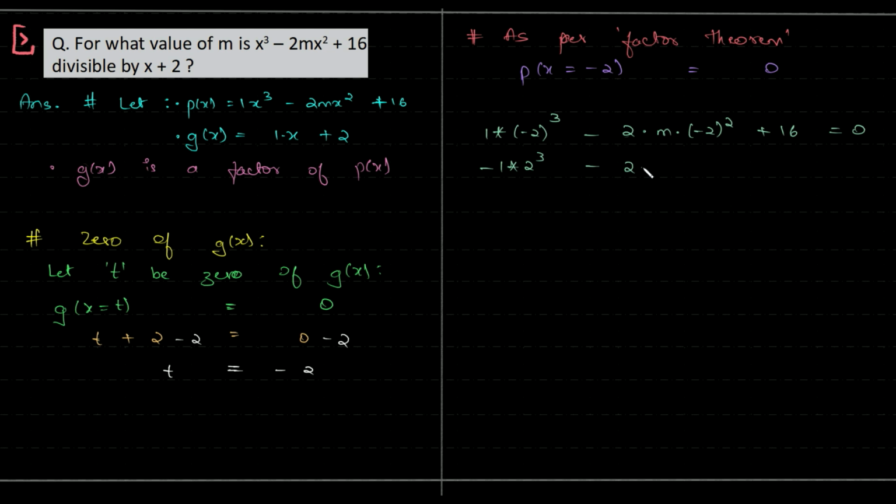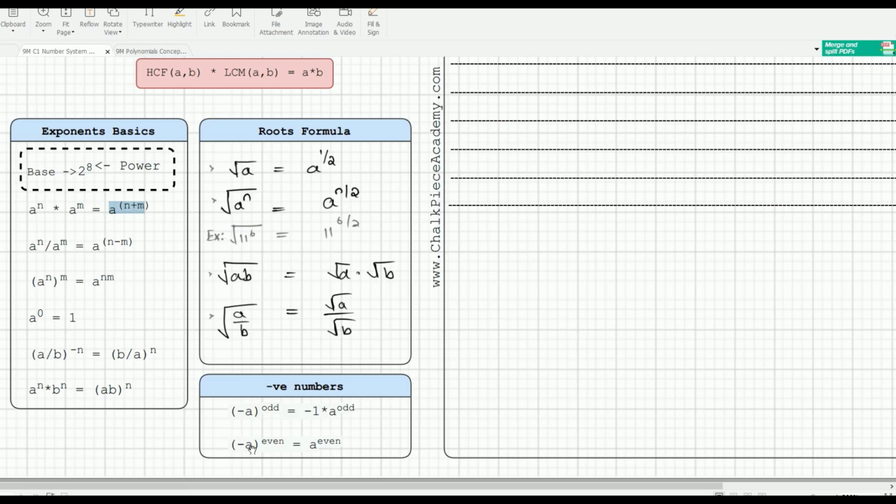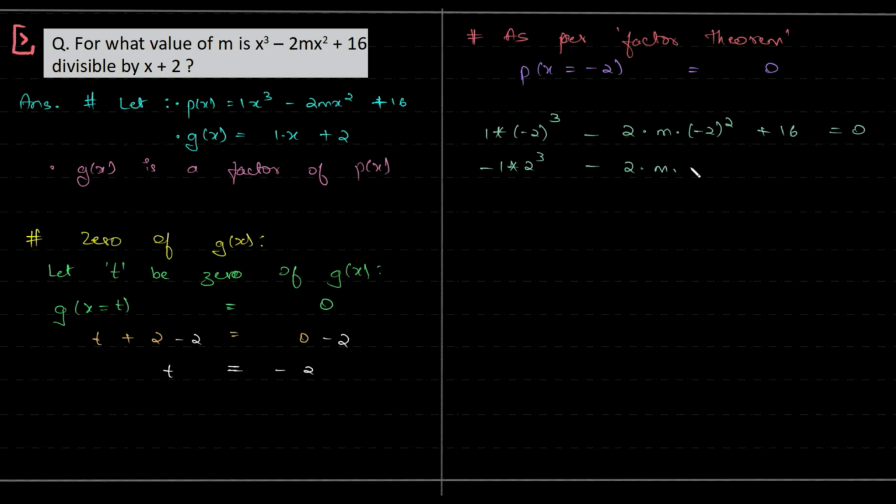Next is 2m into (−2) whole square. See, always decide on the sign. That's why I'm giving the emphasis on this. It's not a required step, but I'm doing it so that you guys understand. Any negative number to an even power is a positive expression. So this will be 2 square itself, plus 16 is equal to 0. Now we will simplify this. This step is not required, by the way. This is −8, this is −8m + 16 being equal to 0.